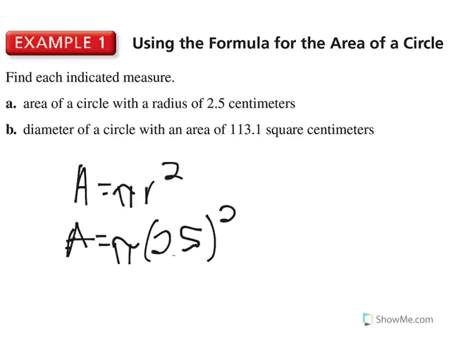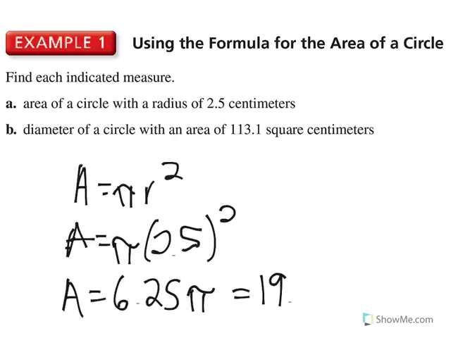So when we square that out, area is equal to 2.5 squared is 6.25. And so I'm going to have 6.25 pi, and so if we multiply that out, then our area is approximately 19.6. And this would be measured in centimeters squared. Okay, remember area is always your label, so whether it's meters, centimeters, whatever it is, inches, and then it's going to be squared. Area is measured in square units.